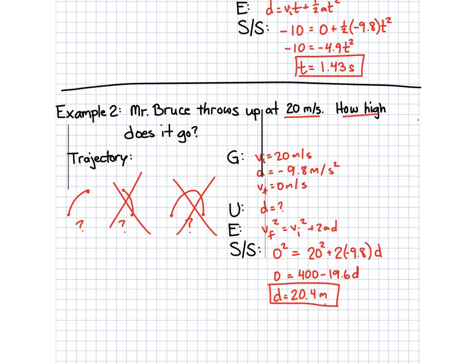All right? So here's what I ended up with. I used the way up. I used an initial velocity of 20 meters per second. Final velocity at the top is 0. Acceleration is negative 9.8 meters per second squared and comes out to be 20.4 meters high. All right, and that is it.